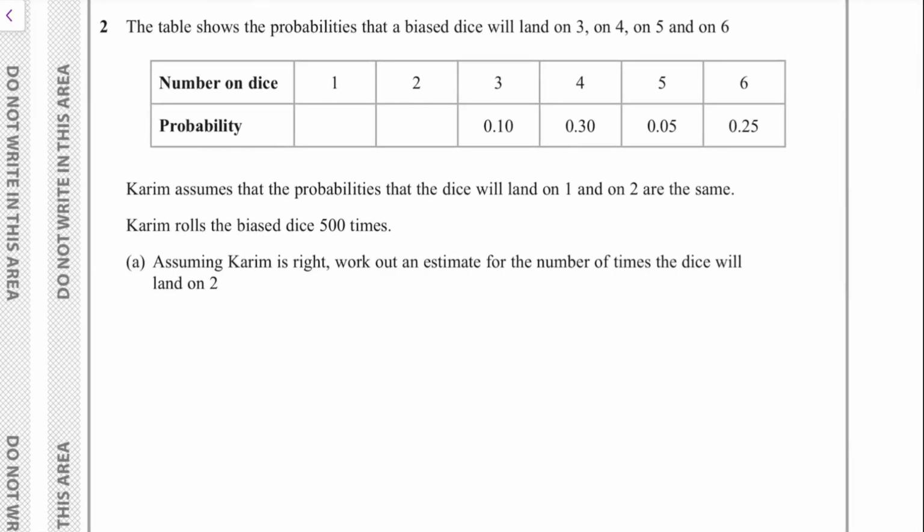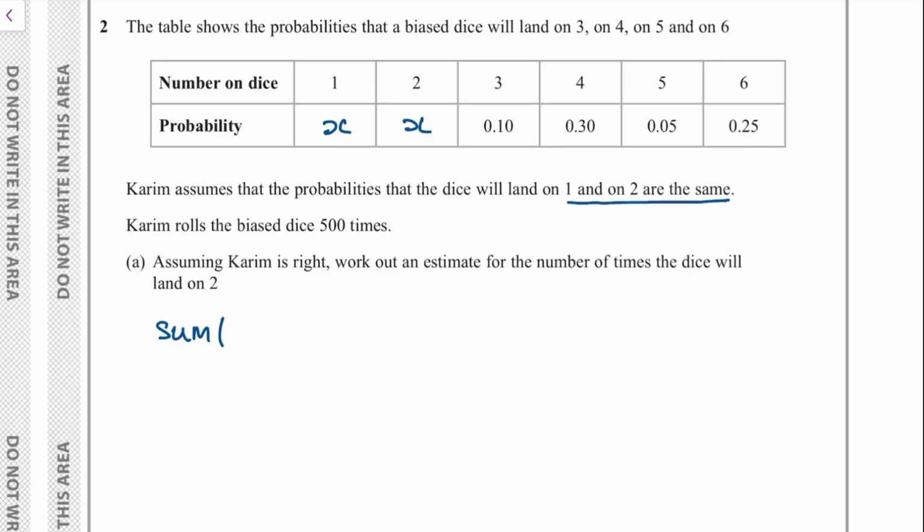All right, next one. Table shows probabilities of a biased die will land on 3, 4, 5, and 6. Now, as we know, all probabilities sum to 1. It's going to tell me somewhere a link between 1 and 2. There we go. So it assumes the probabilities that the dice will land on 1 and 2 are the same. So I can assume if that's x, that's going to be x as well. And then it wants me to use an estimated probability to work out the number of expected 2s.